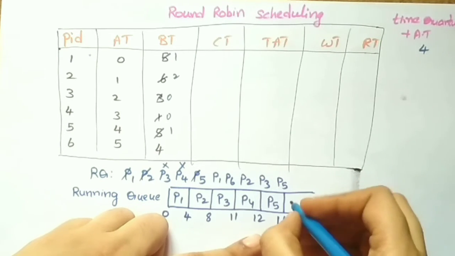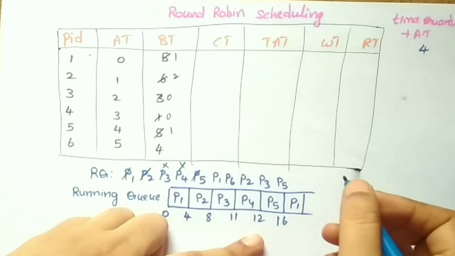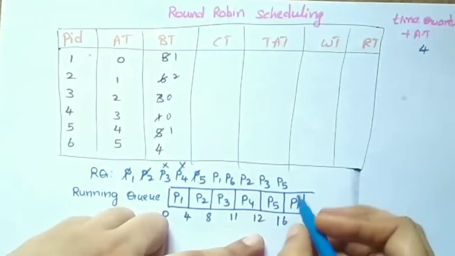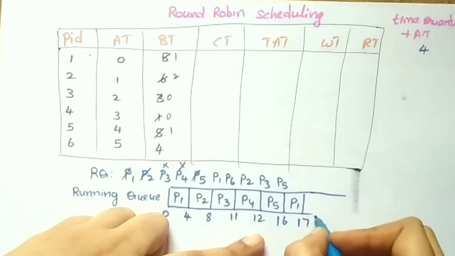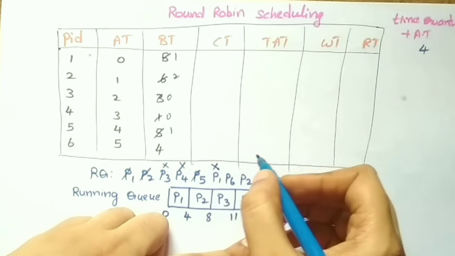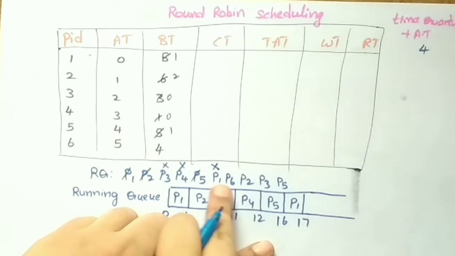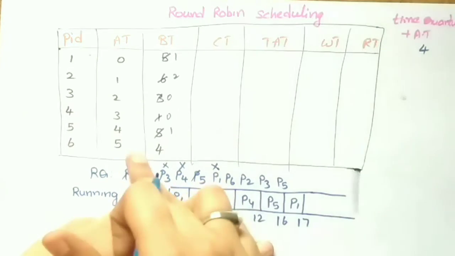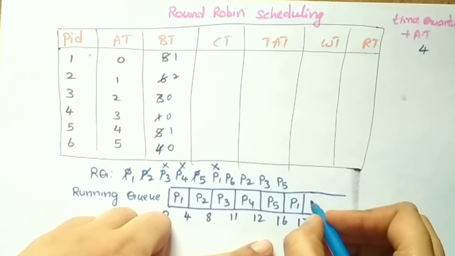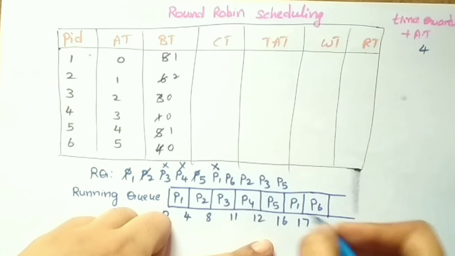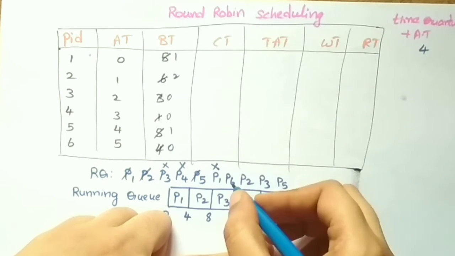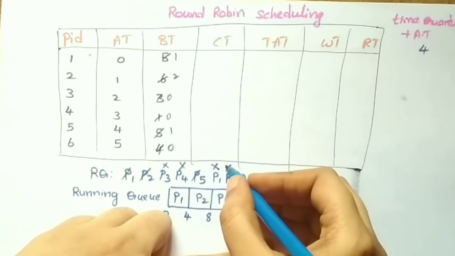And P1 is taken here. It will execute for 1 unit of time. 17. So P1 has completed the execution. What is the next one here? P6. So P6 will execute now. P6 is taken here for 4 units of time. So 17 plus 4, 21. So P6 also finished the execution.